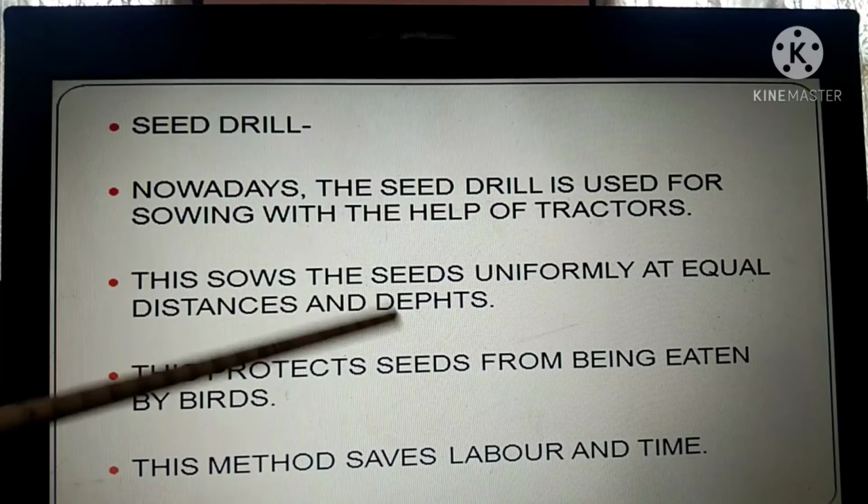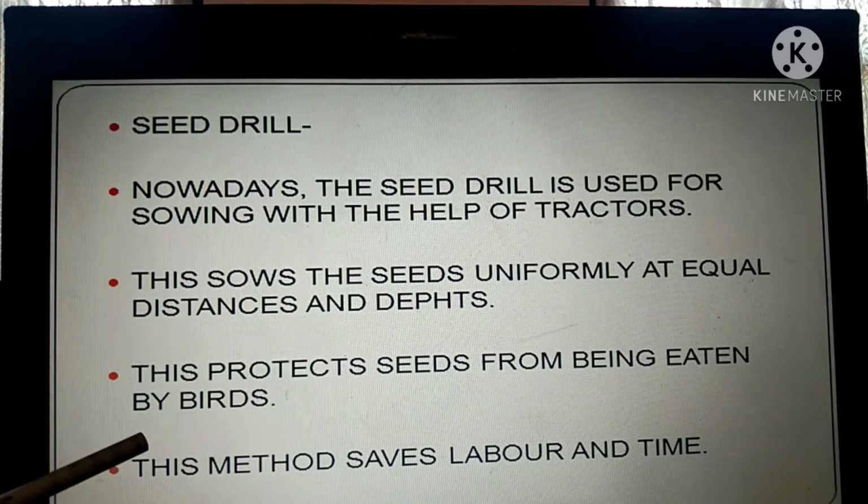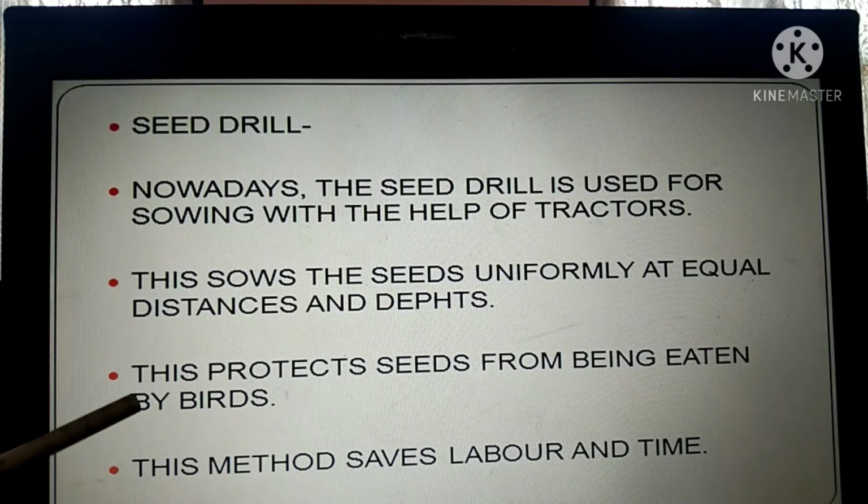Because the seeds are sown at a depth, it protects the seeds from being eaten by birds. Because if you sow the seeds superficially, just a little bit down in the soil but not so deep, then the seeds may get eaten by birds. But because the seeds are sown at a deep level, the seeds are not eaten by birds.